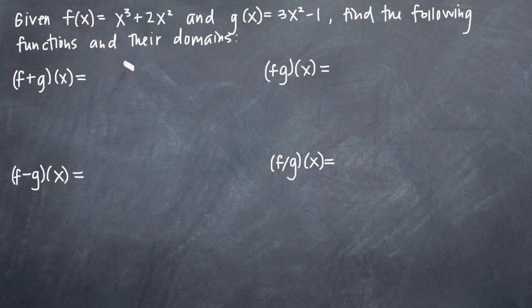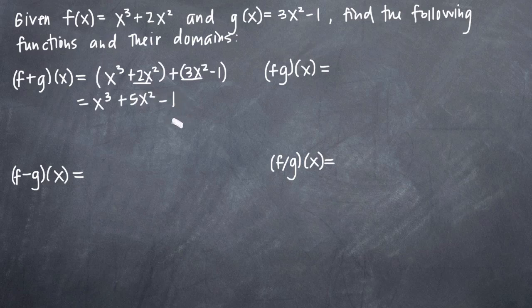When we add functions together like this to find a combination of these functions, we'll just add f and g together. So f here is x cubed plus 2x squared, and g of x is 3x squared minus 1, so we'll add 3x squared minus 1. And now we just need to simplify that. As you can see, we'll get x cubed. When we add 2x squared and 3x squared together, we'll get 5x squared. And then, of course, our negative 1. And that's it. That's really as far as we can simplify.